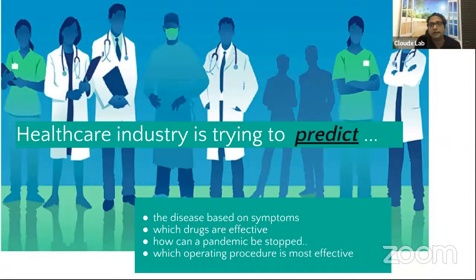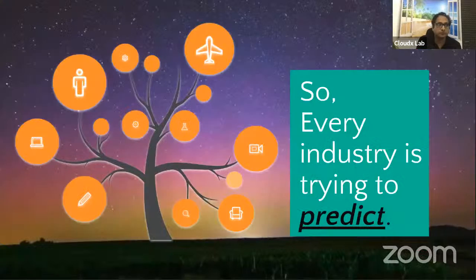Similarly, healthcare is trying to predict many things, like what is the disease based on the symptoms? Which drugs are effective? How can the pandemic be stopped? Which operating procedure is most effective? So if you think carefully, we are predicting for survival. So every industry is trying to predict.